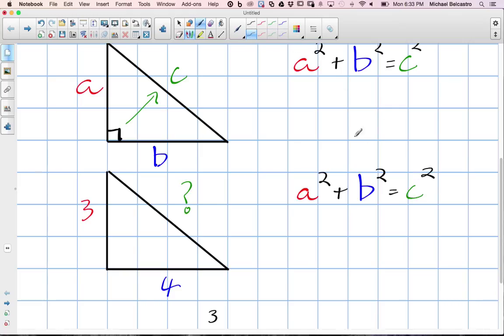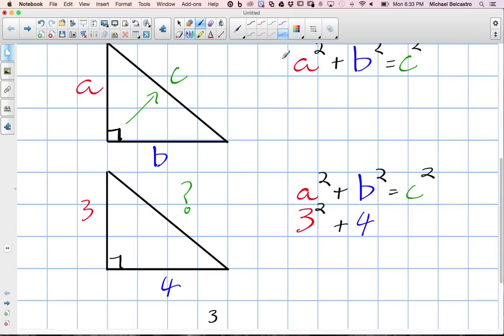Okay, what is the measure of my side A of this triangle? Yeah, 3. Good. Very good. You're right. It could have been 4. I color coded it for us. It didn't really matter, the A and the B. So that's 3 squared plus, what is our other leg? What's our B? 4.